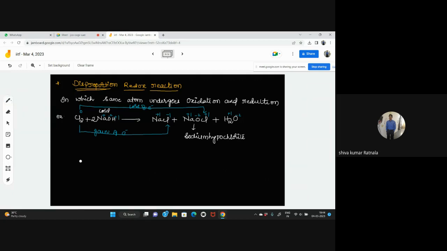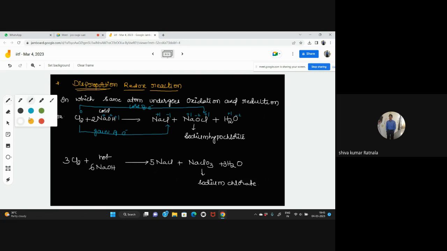Let me take one more example. Cl2 plus hot, that means concentrated, NaOH. By reaction, we will get sodium chloride plus sodium chlorate. This compound name is sodium chlorate. Okay, sodium chlorate. Balance this reaction first. Let me balance it myself.